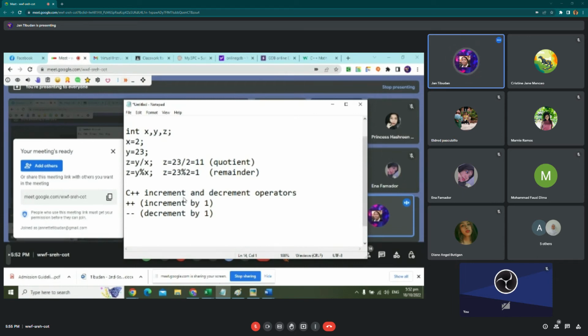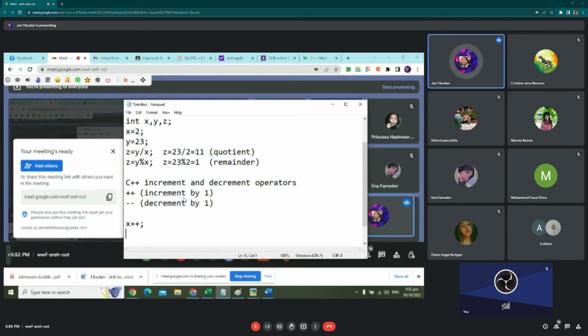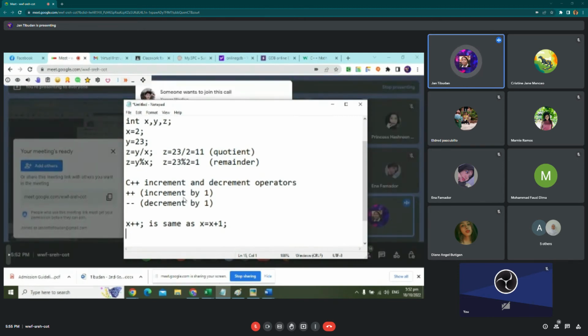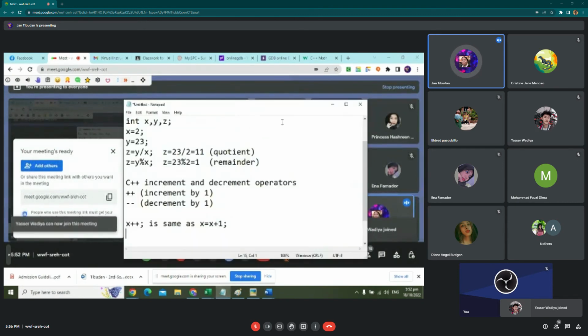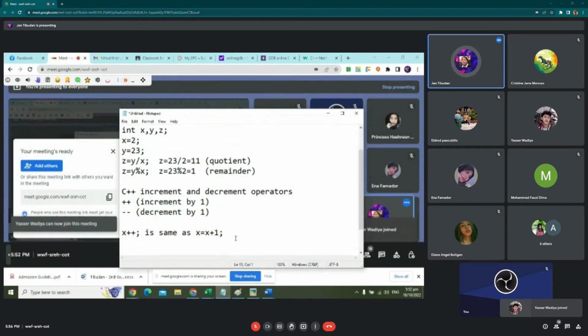For example, if you have an assignment statement, it is applicable, class, x plus plus. Now, what is x plus plus? X plus plus is the same as x is equal to x plus 1. So actually, I already expounded x plus plus. It is a shortcut notation, class. So if you encounter x plus plus, it means you're going to have x equal to x plus 1.